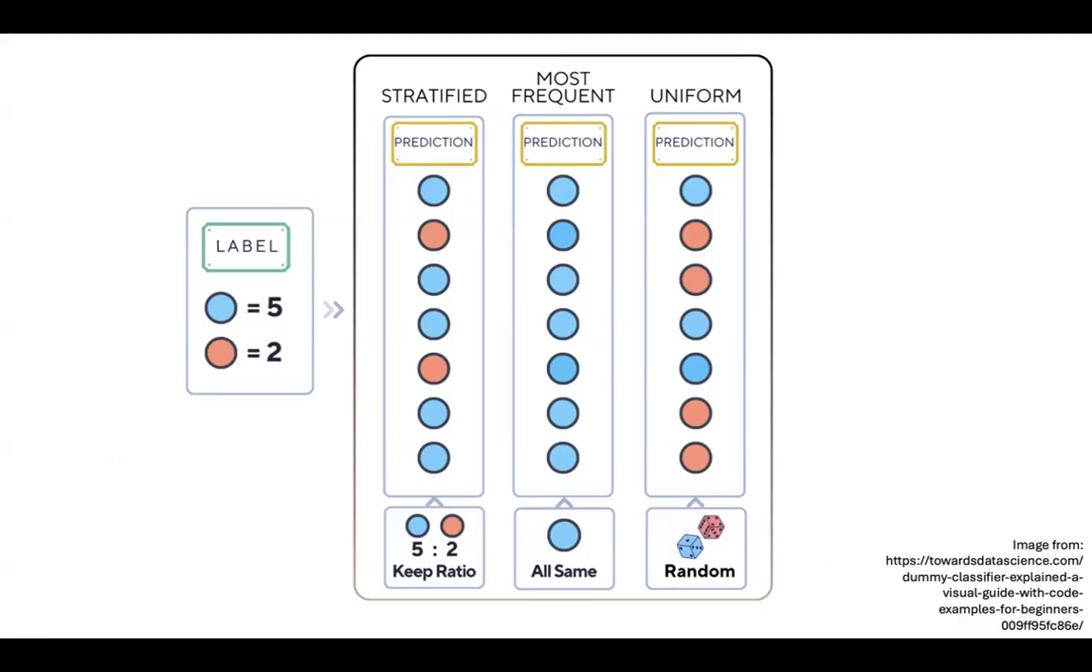So for this visual example, you can see that in the original label, there are 5 blue data points and 2 red data points. The stratified classifier makes random guesses based on the original class distribution, so it keeps that 5 blue to 2 red ratio. The most frequent classifier picks the most frequent class, so since the blue data points outnumber the red data points, it will predict that all data points are blue. And then the uniform classifier randomly picks any class for the data points.